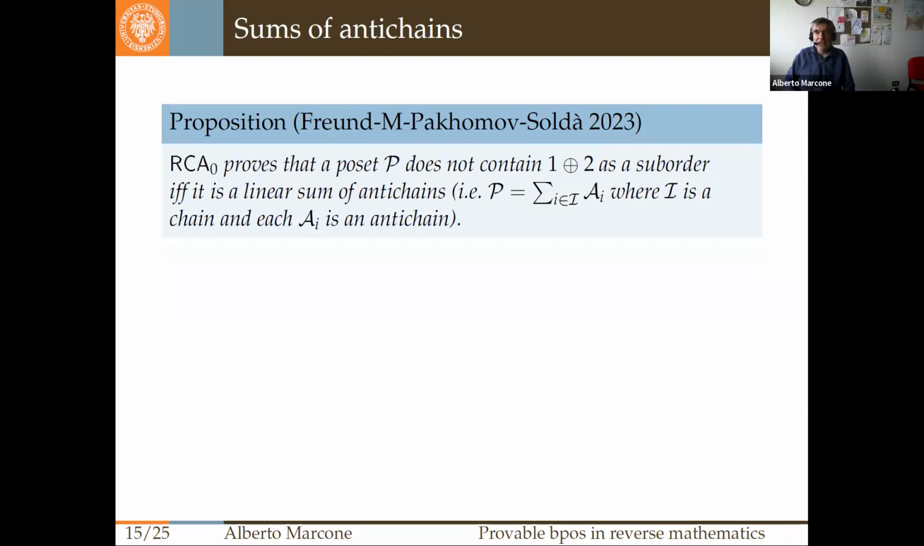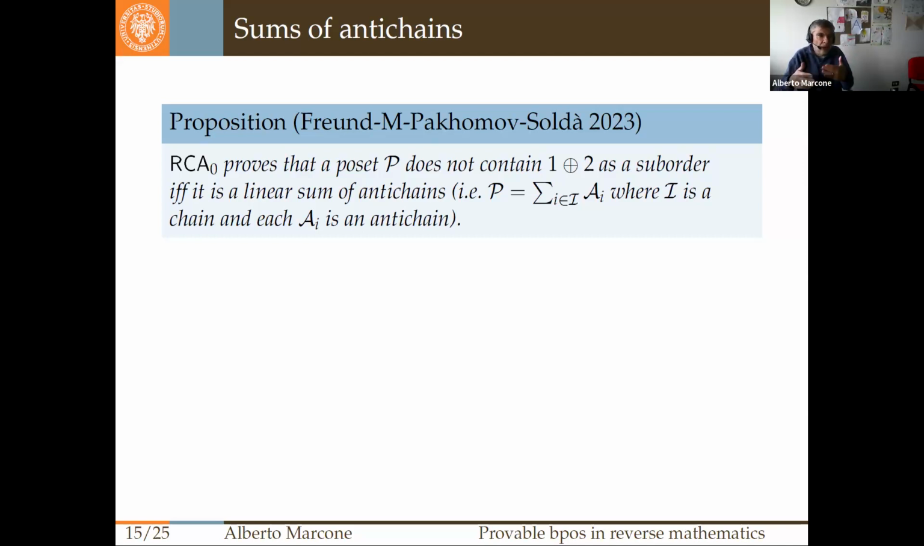So our first result in this joint work with Anton, Fedor, and Giovanni is that in RCA naught we can prove, well, we have to analyze these posets. So this is a proposition. We take a poset P and assume that it does not contain any copy of 1 plus 2 as a suborder. So you can never find 3 elements where one element is incomparable to the other two and the other two are comparable.